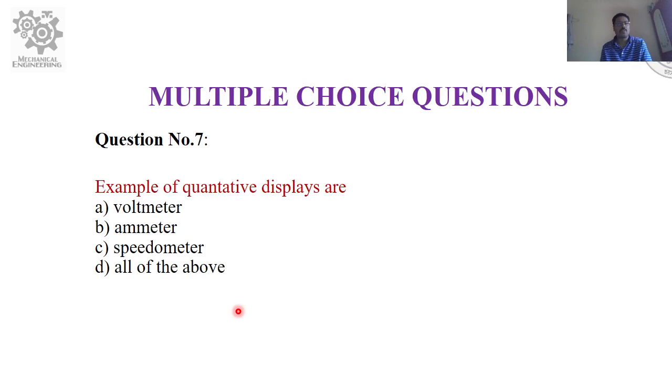So we go for question number 7. Give an example of quantitative displays here. The examples of quantitative displays are option A, voltmeter, option B, ammeter, option C, speedometer, option D, all of the above. Once again I will repeat the question. So guess your answers.